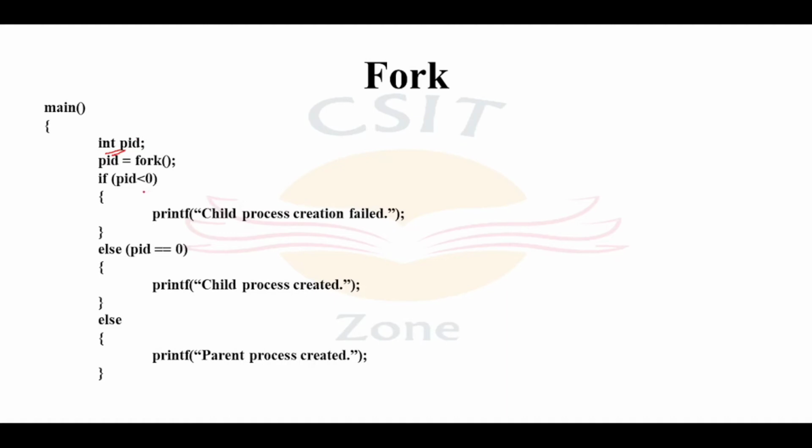If PID is less than 0, meaning a negative value, the child process will not be created. If PID is equal to 0, then the child process has been created, and if PID is greater than 0, then it is the parent process. Now, when the child process is created, a new memory location will be allocated to the child process. Parent and child process will have the same virtual address but different physical addresses.